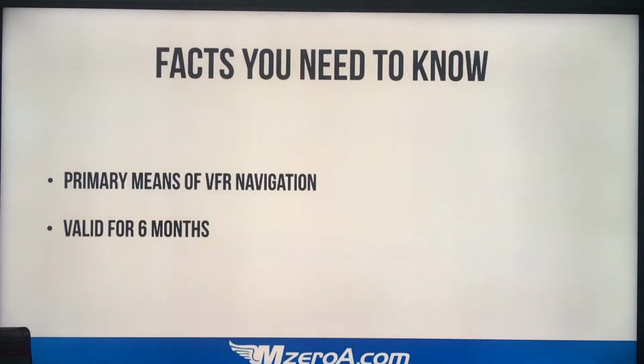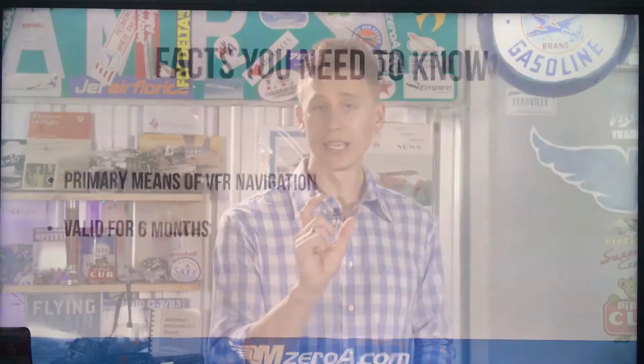First off, some facts of what you actually need to know. VFR sectional charts, the FAA considers a primary means of VFR navigation. Now what you really need to know, especially for your check ride, is how long are they valid for? Well, on the top of your VFR sectional chart, if you're on an iPad, they'll still have this, don't worry. They'll show you when this chart came out and when it's good to. It is a 6-month period.